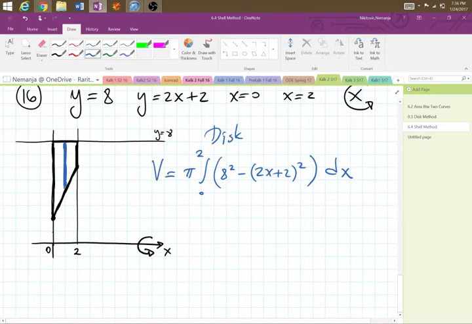The representative rectangle, when it's vertical, is always dx, and that's how I know that it's dx, so all my functions and limits have to be in terms of x. Let me repeat that one more time. The chain of thoughts in my head is always the same for these problems.